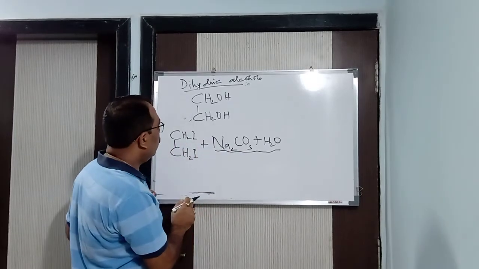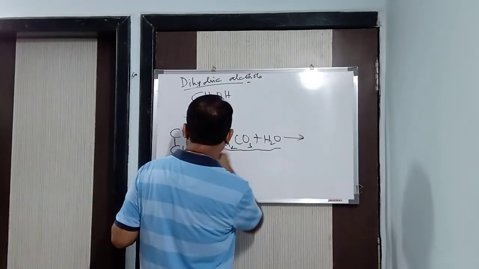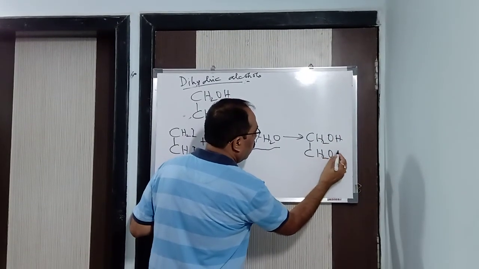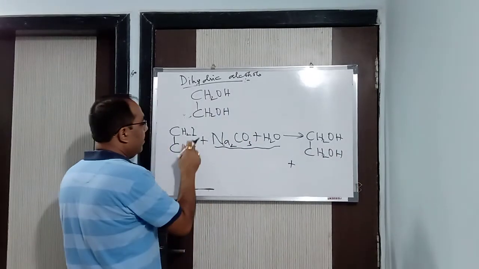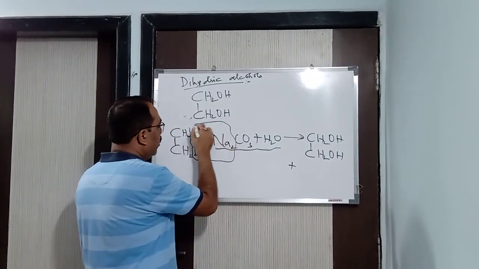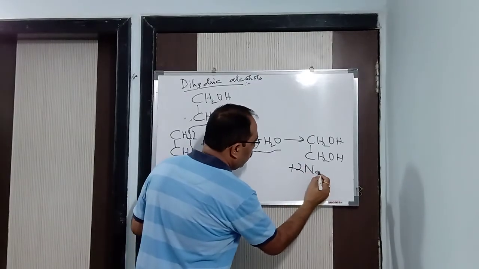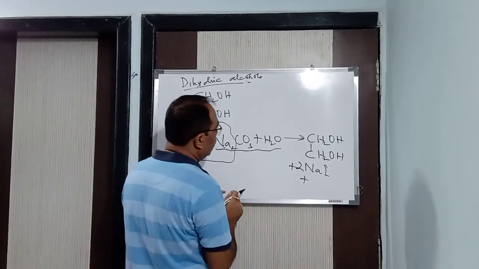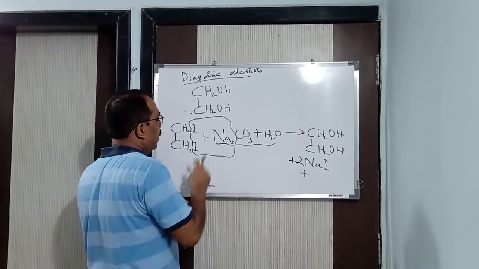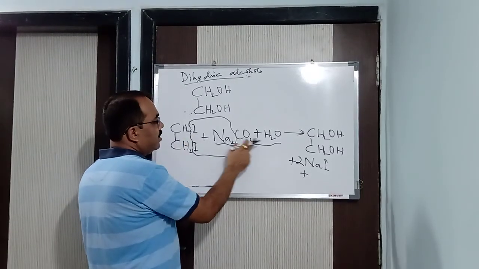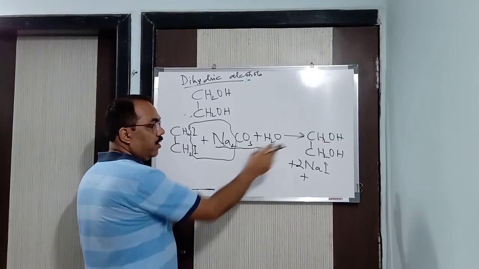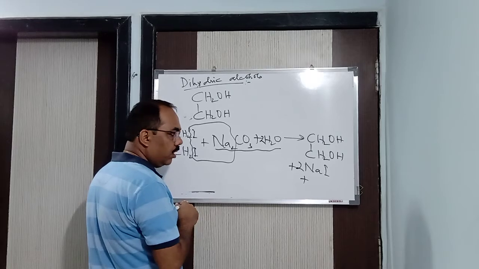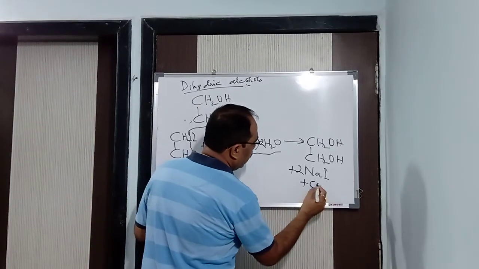Clear? So when I get NaOH, what is going to happen here? I am going to get CH2OH single bond CH2OH. Now what happens? The 2 iodine react with the 2 sodium to form 2NaI. Here I am getting 2 OH groups. So what I need here is 2 water. And hence what I am going to get is carbon dioxide and water.